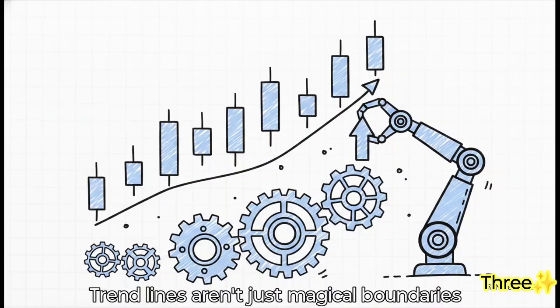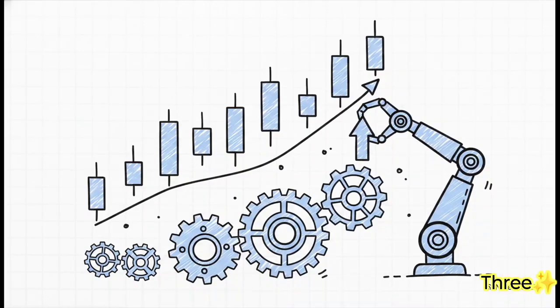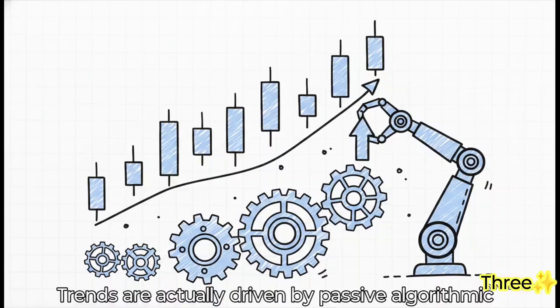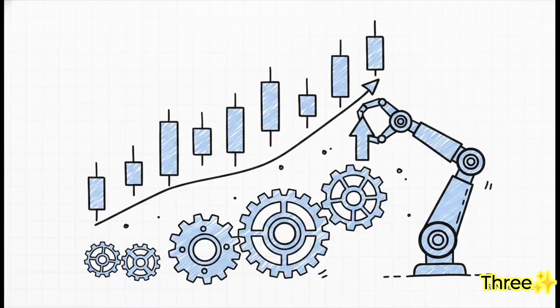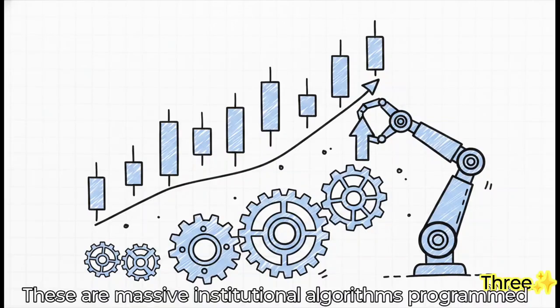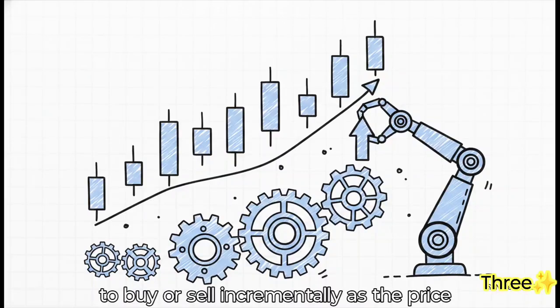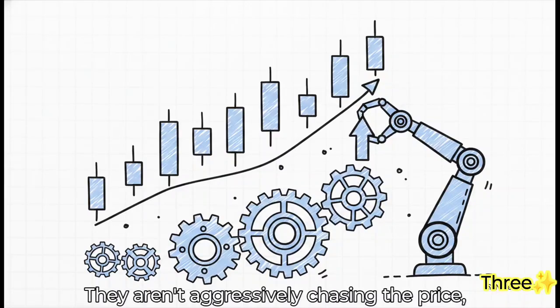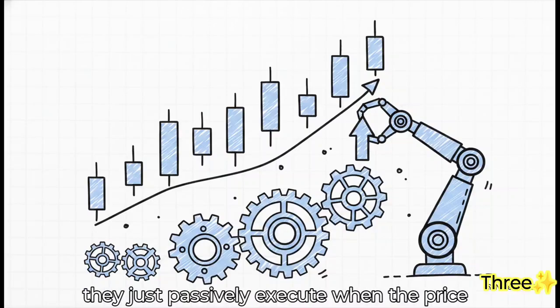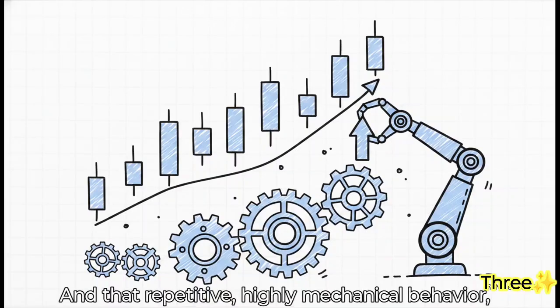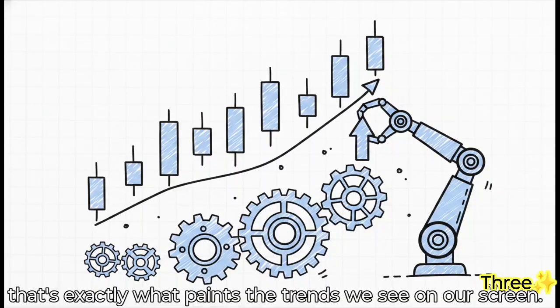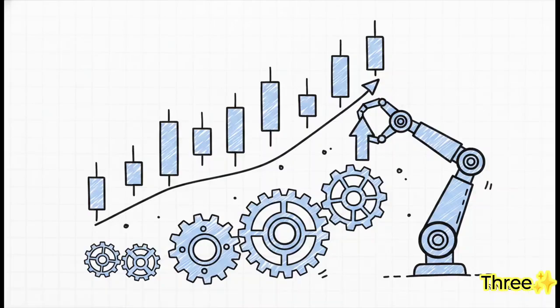Trend lines aren't just magical boundaries that price respects for no reason. Our sources make it clear. Trends are actually driven by passive algorithmic buy and sell programs. These are massive institutional algorithms programmed to buy or sell incrementally as the price fluctuates. They aren't aggressively chasing the price, they just passively execute when the price comes to them. And that repetitive, highly mechanical behavior is exactly what paints the trends we see on our screens.